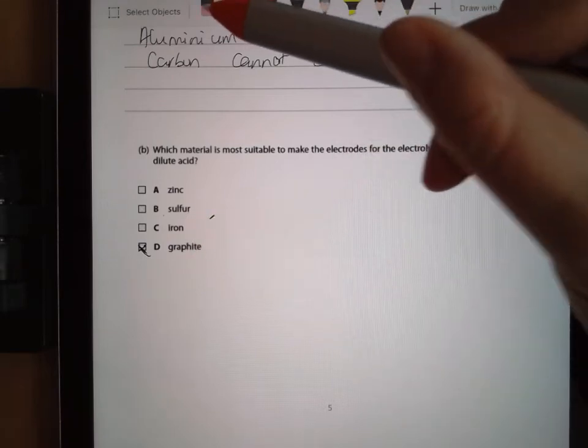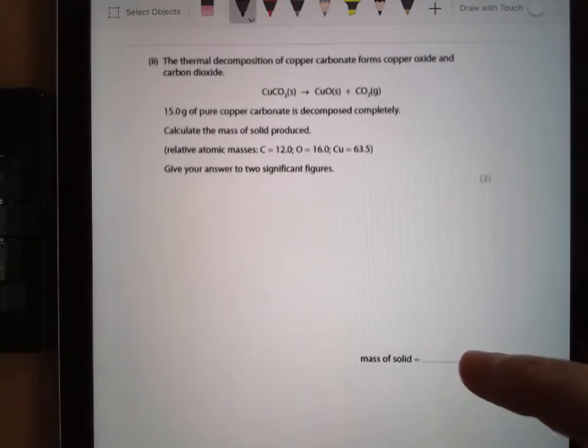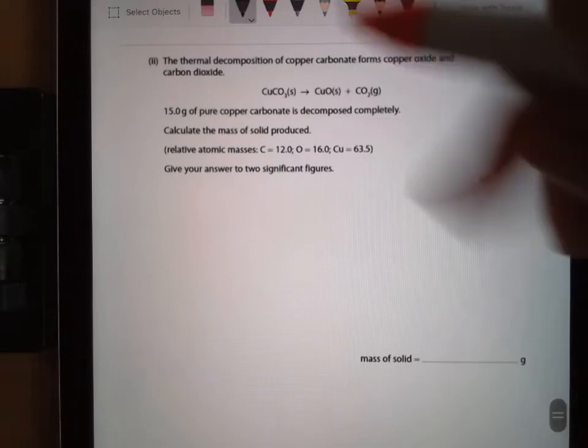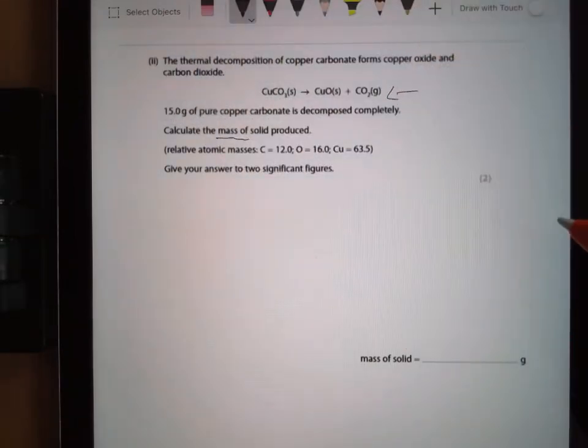It doesn't conduct electricity, so sulfur would be utterly useless as an electrode. The next one, we've got another moles question, okay? Again, you're asked to calculate mass. You're given an equation. I'm going to use my moles table.